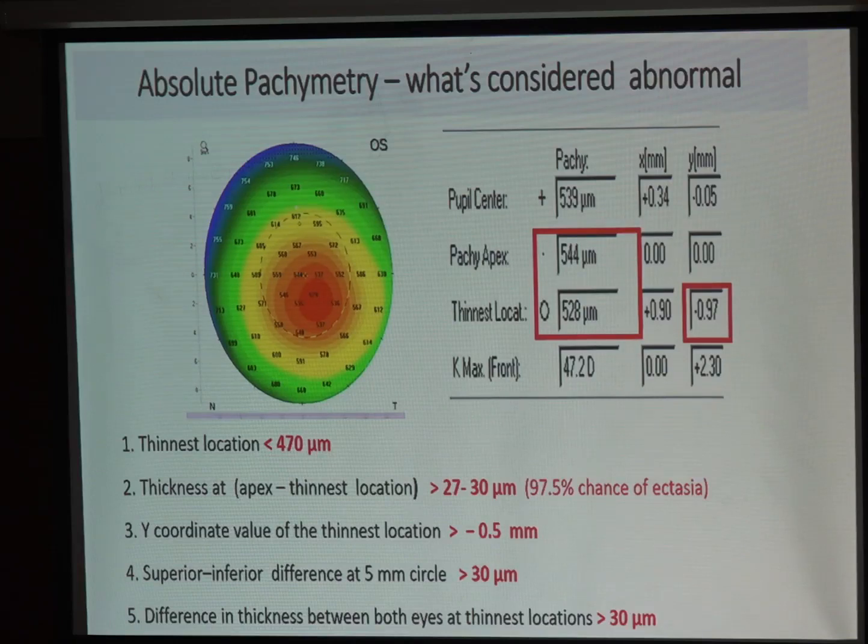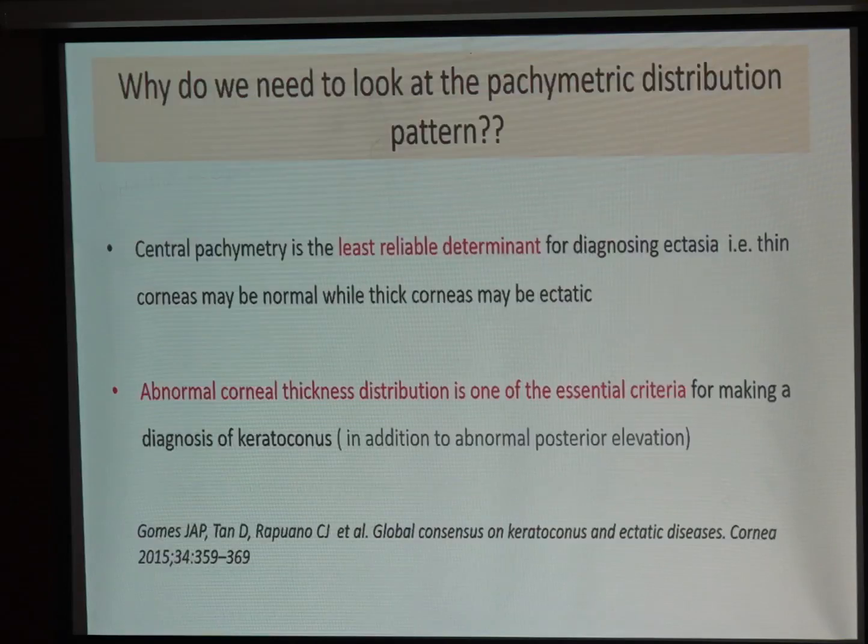So the other two points I'll leave out. Any difference between the two eyes and any difference between the superior-inferior values is suspicious. The other thing is those three lines that we were talking about. How the cornea is distributing from the center to the periphery is more important than an absolute value. And I will show you something about that later.